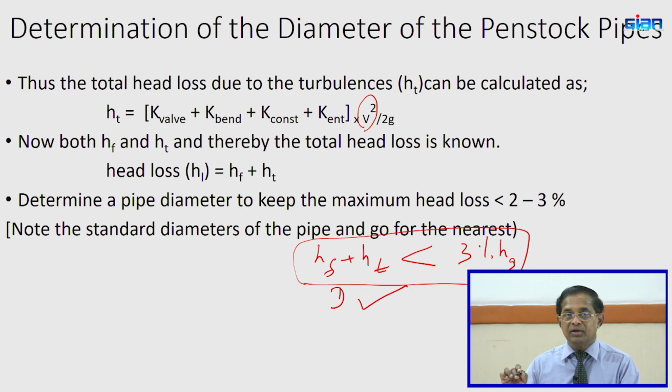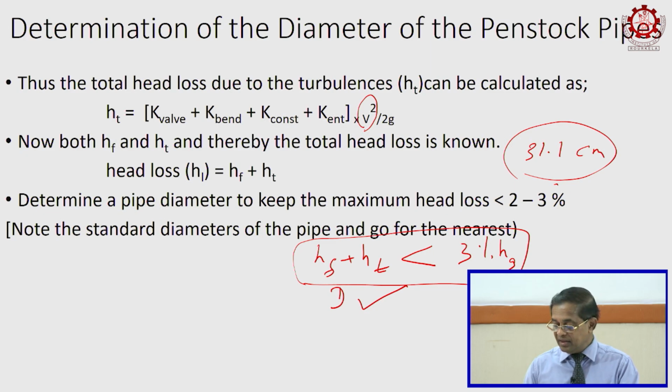You can select from the standard diameters; you can't select a diameter of 31.1 centimeter. This is not produced by the manufacturer. So, you go to the manufacturer's site or a standard and look at what the standard diameters are and select the nearest one for you and see whether it fulfills this requirement. When you come to actual designs, this linearity is not there. So, you will have to do some experimentation and trial and error and then select a suitable diameter.